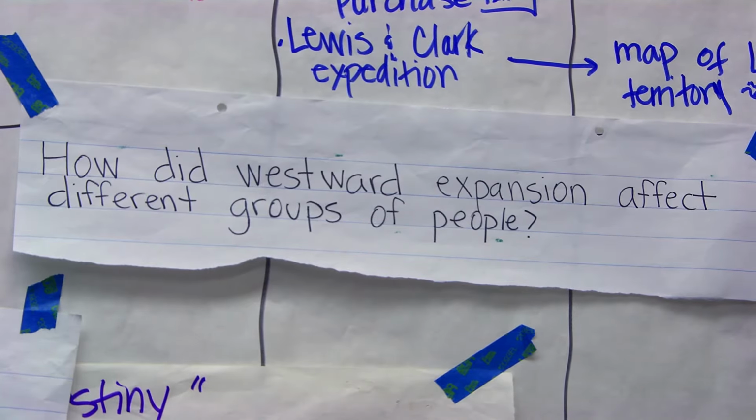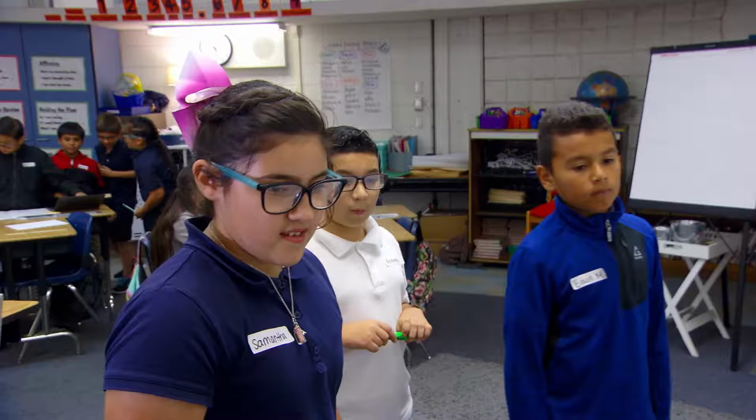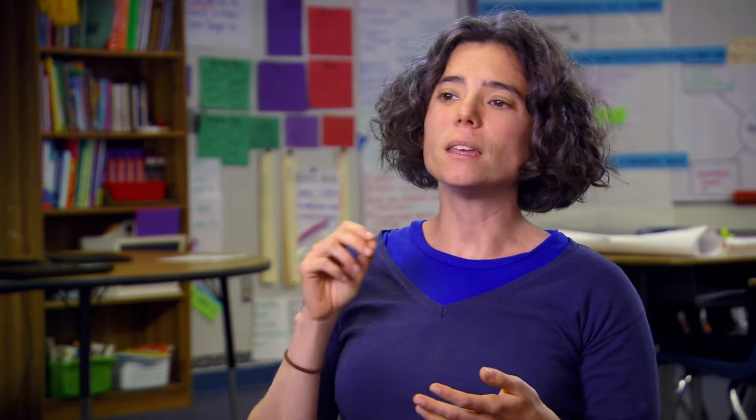So see this word affect? That's a clue to your brain that we're going to do cause and effect. The teacher asks the students the question, makes sure that they understand the prompt, maybe highlights the important words like describe and characteristics, and then writes down verbatim what each student says.